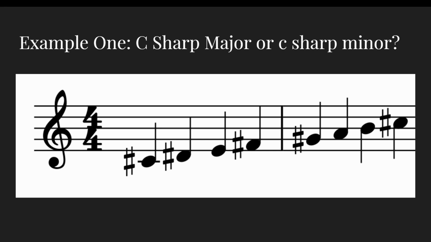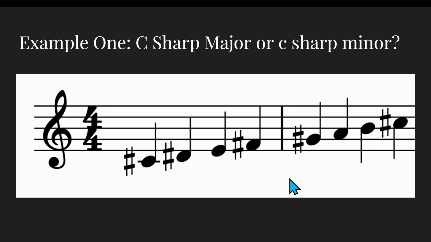Now, let's apply this knowledge to identifying minor scales. Say we are given this scale. We see that it clearly starts on C sharp. But do we know, is this C sharp major or C sharp minor? Let's find out. So we see C sharp, D sharp, E, F sharp, G sharp, A, B, and C sharp.